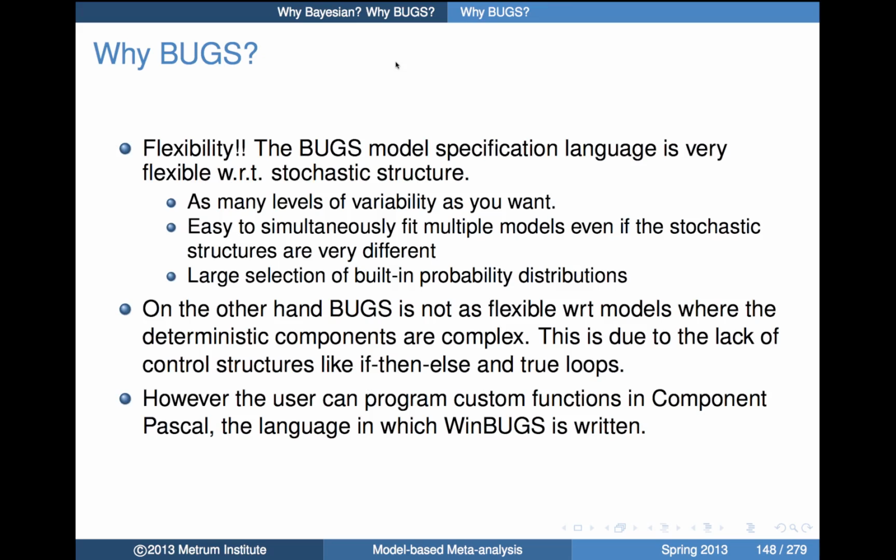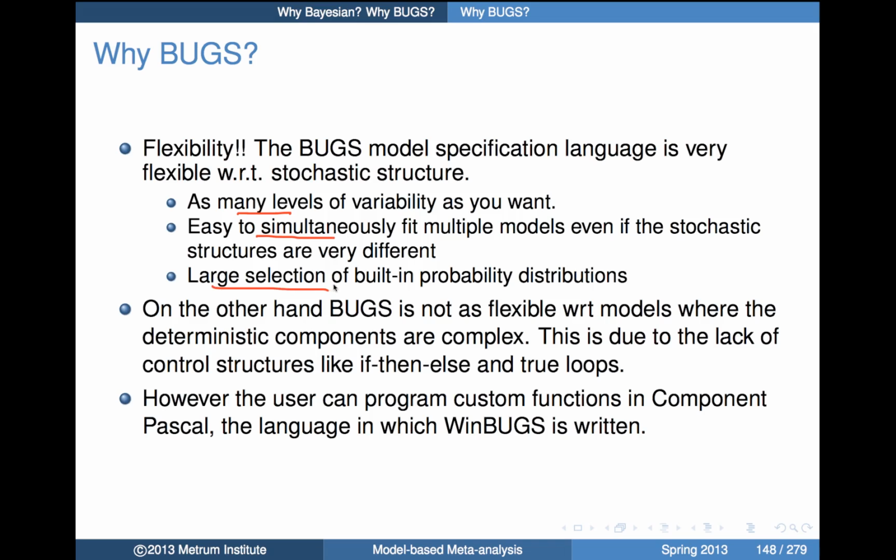One of the primary reasons why we're using BUGS for some of the model-based meta-analysis work here is really its flexibility. The BUGS model specification language is quite flexible, at least with respect to the stochastic components of the model. For example, you can put as many levels of variability in the model as you like. In some contexts, it's useful because you can combine several submodels that have very different stochastic structures and fit them all simultaneously. That's something that's difficult with most of the other model tools commonly used in pharmacometrics.